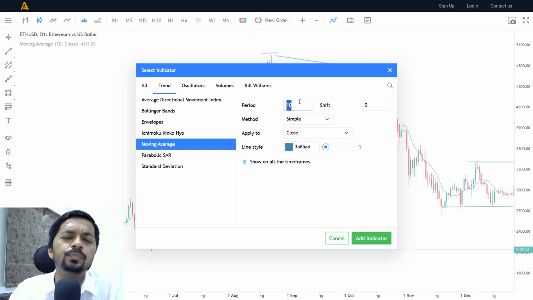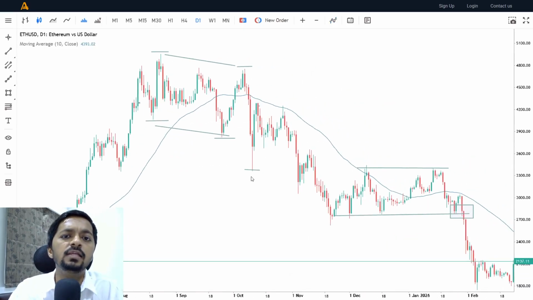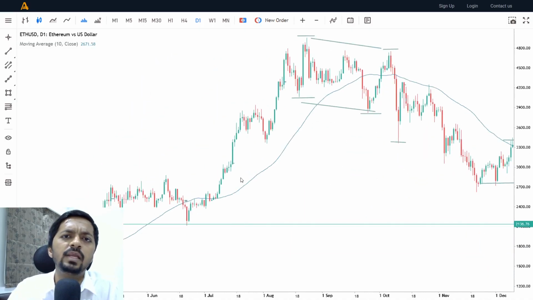If I want to spot the medium term trend, what I can do is plot the 50 simple moving average on the chart. As and when price is trading below the 50 period moving average, for me, my work is done. It means a downtrend is going on in the market. If price is trading above the 50 period moving average, for me, work is done, that price is trading in an upward direction. So this is how you can filter out the trend.